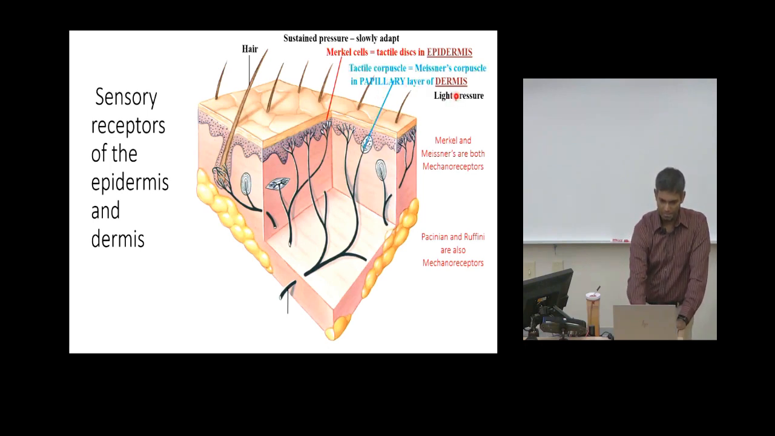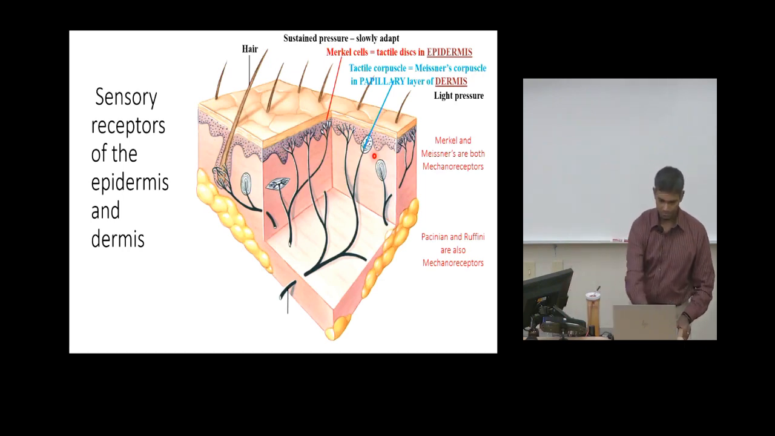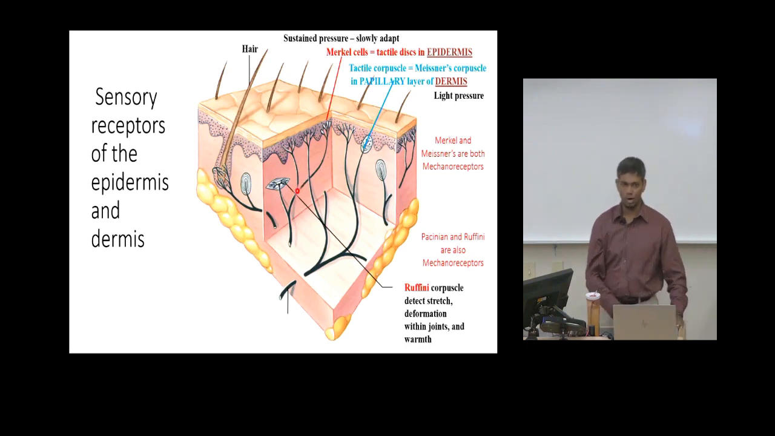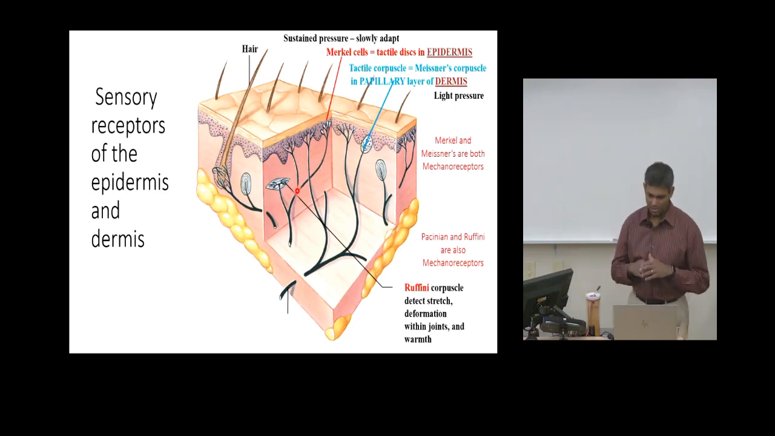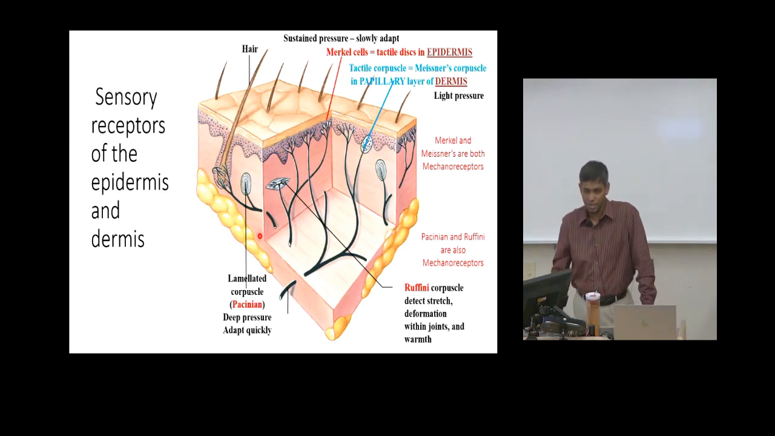And the Meissner's corpuscles, which are found in the papillary layer of the dermis, can detect light pressure. So this is another type of receptor that can detect light pressure. And as you go a little deeper, you find that there are these Ruffini corpuscles, which can detect warmth or the stretching of joints. And at a similar depth, there are also these Pacinian corpuscles, which can detect deep pressure.